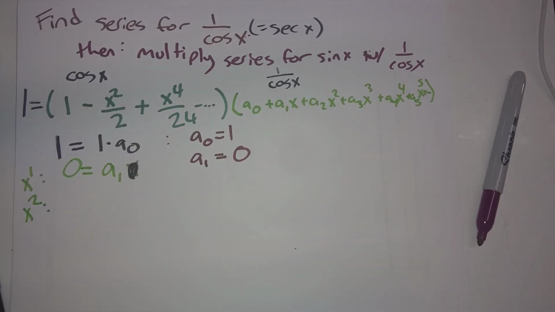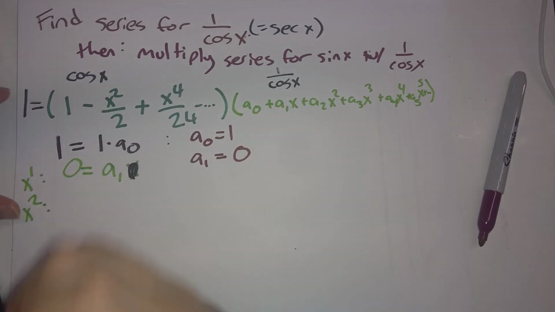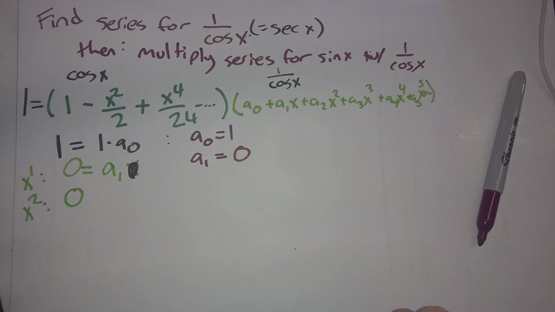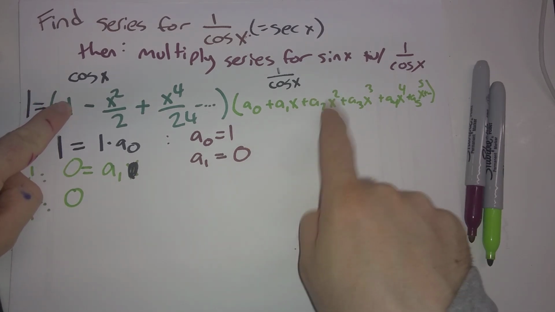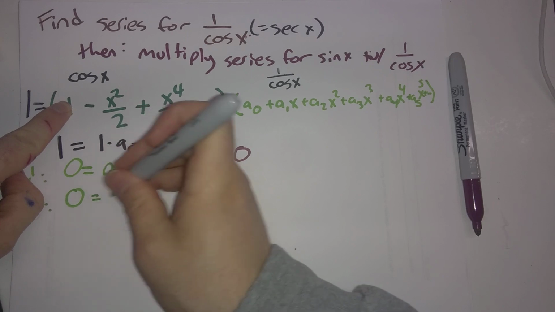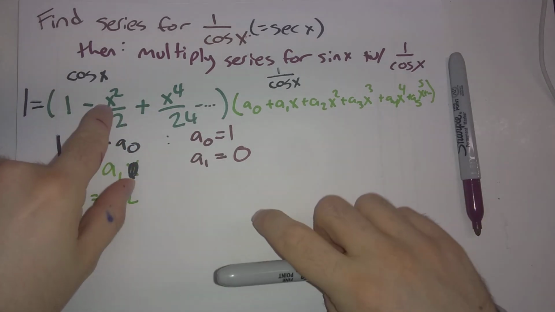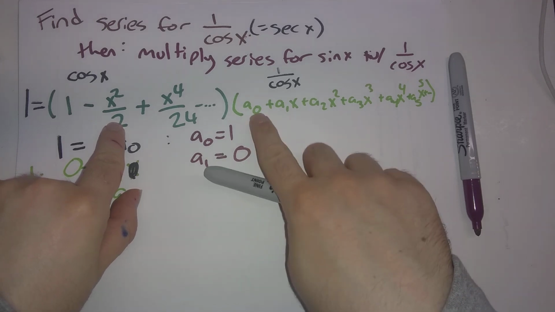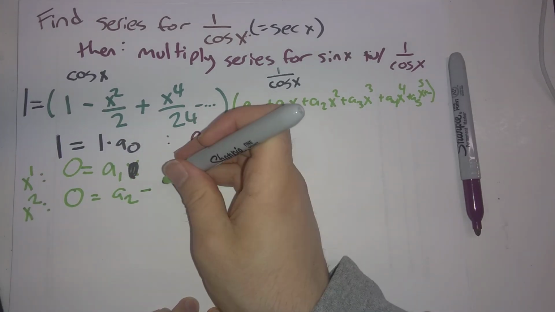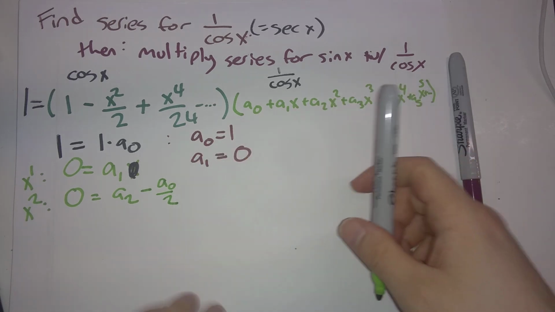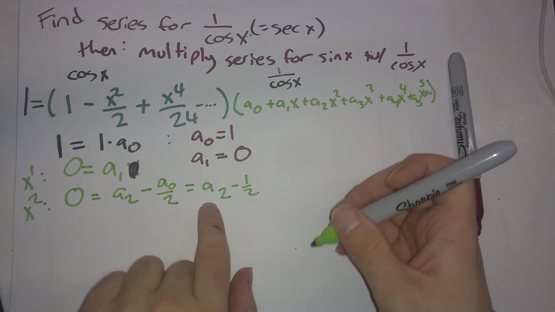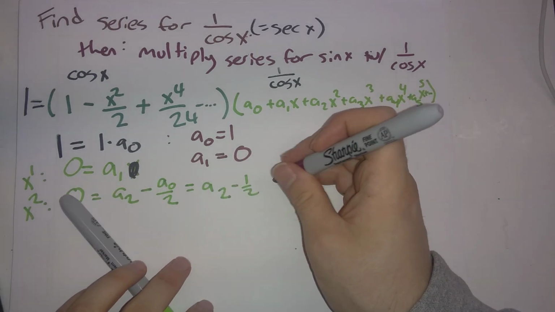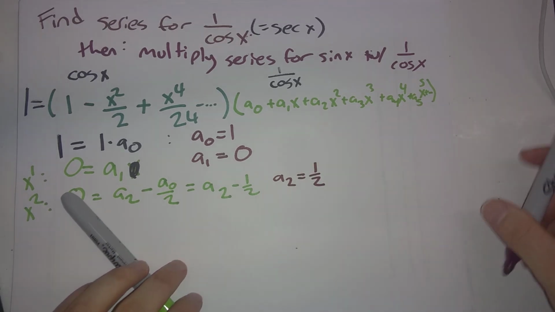So think about coefficients of x squared on the left. As always, it's going to be 0. When we do x cubed, x to the 4th, x to the 5th, those are all going to be zeros. What's the coefficient of x squared here? How can we come up with it? 1 times a2, so that's a2, and minus x squared over 2 times a0, so that's minus a0 divided by 2. But a0 is 1. So a2 minus 1 half has to equal 0. So that tells me a2 is 1 half.